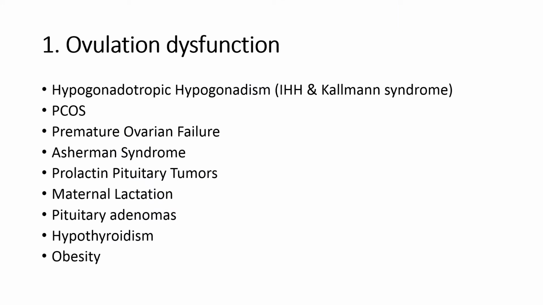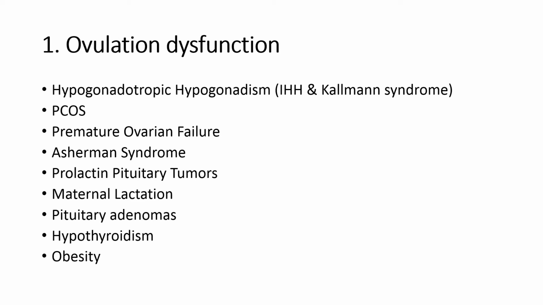In ovulation dysfunction, we listed hypogonadotropic hypogonadism as the first cause. It is due to isolated hypogonadotropic hypogonadism, or it could be Kallmann syndrome. We know what hypogonadotropic hypogonadism is. It is low levels of LH and FSH due to deficiency of GnRH, or due to malfunctioning of the receptors present on the gonadotropes in the pituitary.